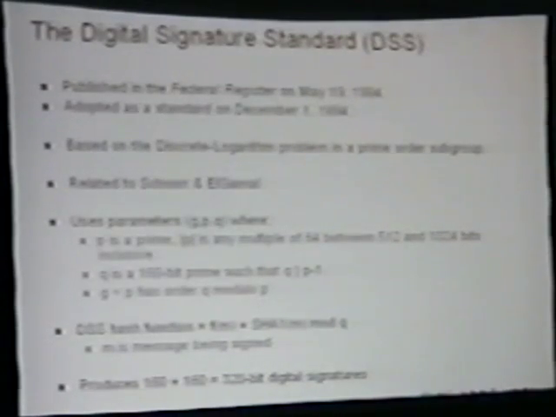To review, the digital signature algorithm utilizes three values which can be public: a prime P, a prime Q, where Q divides P minus 1, and Q is 160 bits long, and a value G that has order Q modulo P. So the actual hash function for DSA is quite specifically SHA-1 of the message modulo Q, and the size of the resulting signatures is 320 bits.